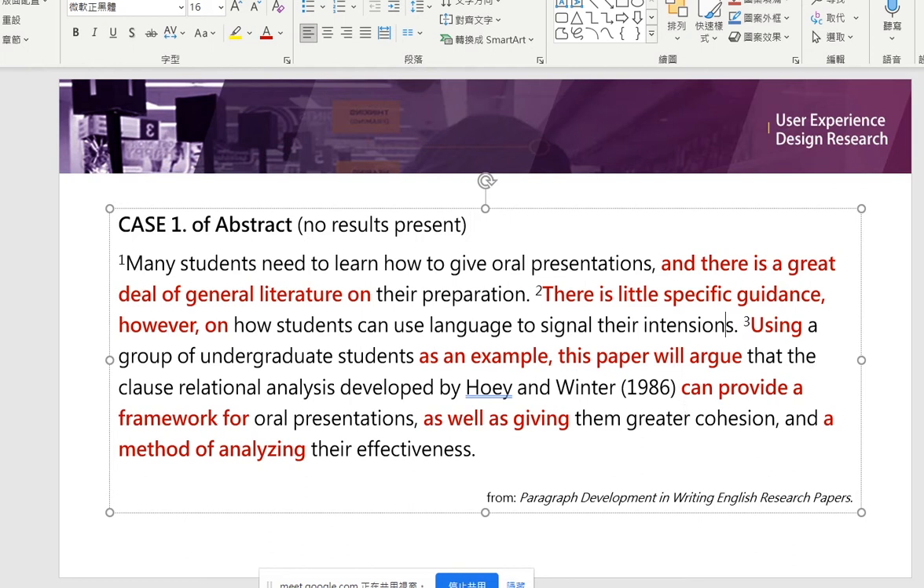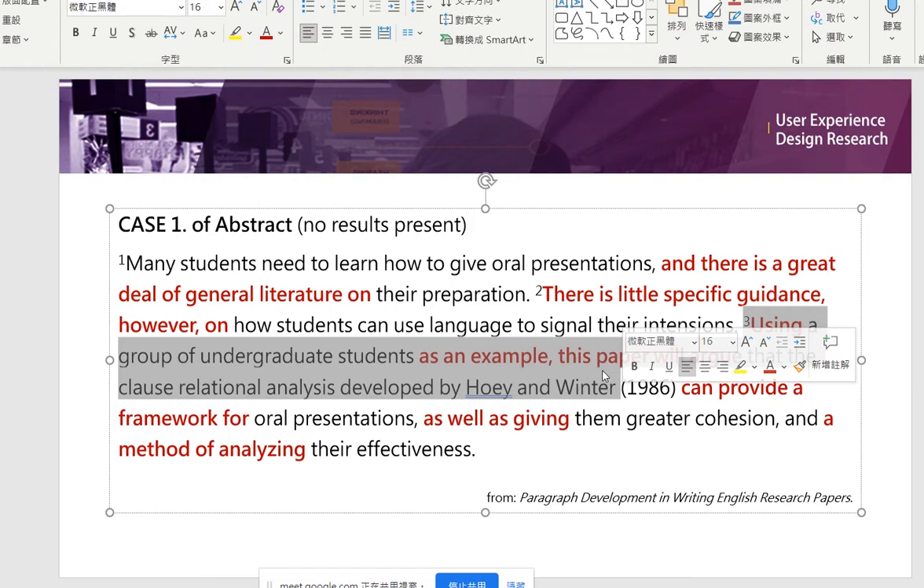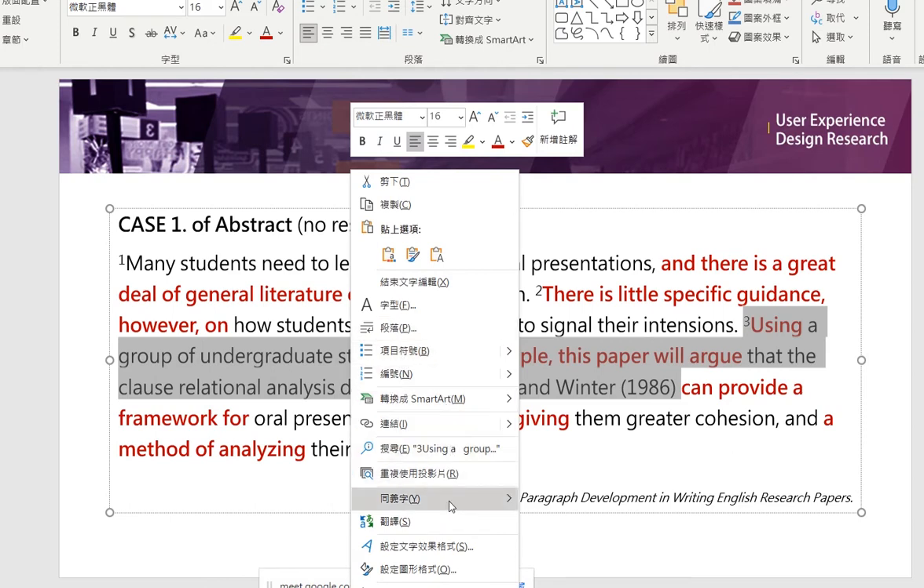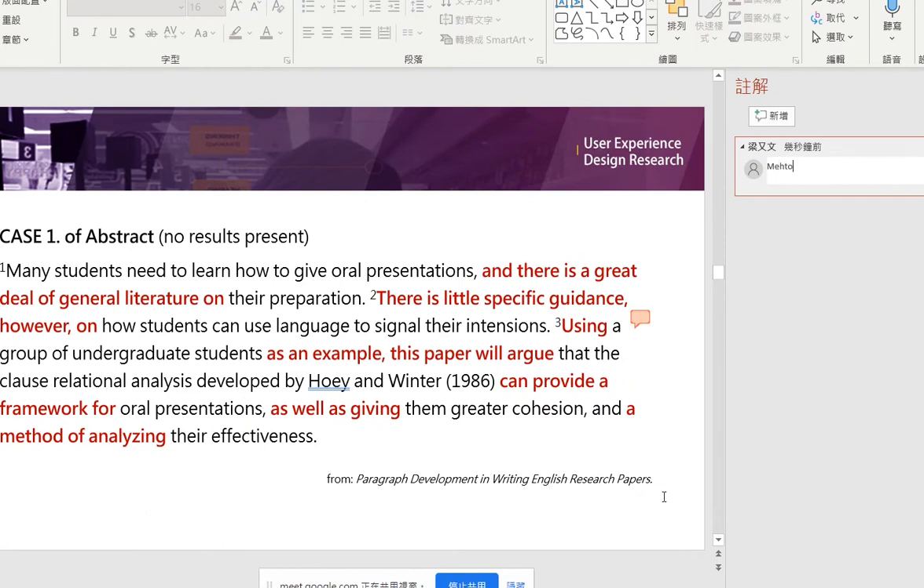what I'm talking about? Okay, and the third part, the paragraph is: using a group of undergraduate students as an example, this paper will argue that the class relations analysis developed by Honey and Winter. This paragraph talks about their subject, their participants, and also their method. Their method is this relation analysis developed by Honey and Winter, and can provide a framework for oral presentation as well as giving them grades chosen. This part is method. Okay, this is method.